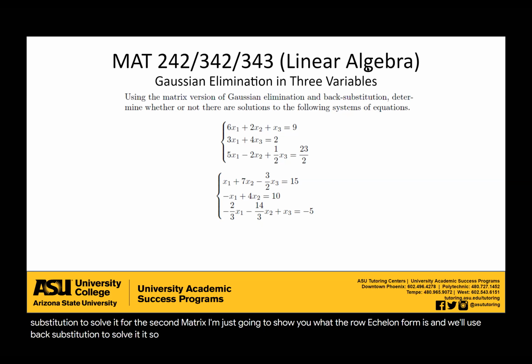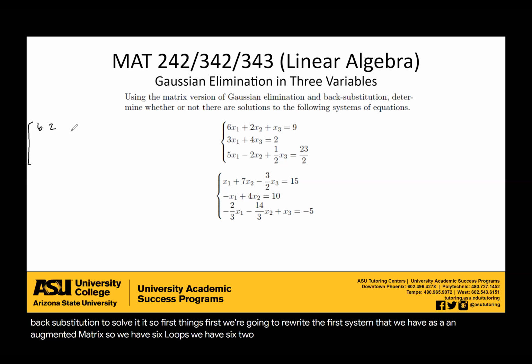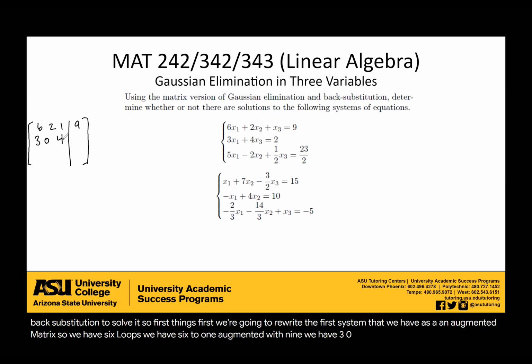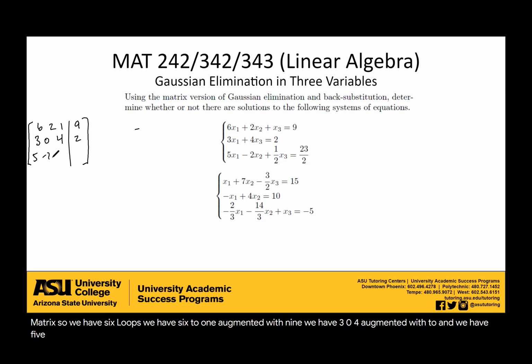So first things first, we're going to rewrite the first system that we have as an augmented matrix. So we have 6, 2, 1 augmented with 9. We have 3, 0, 4 augmented with 2. And we have 5, negative 2, and 1/2 augmented with 23 halves.